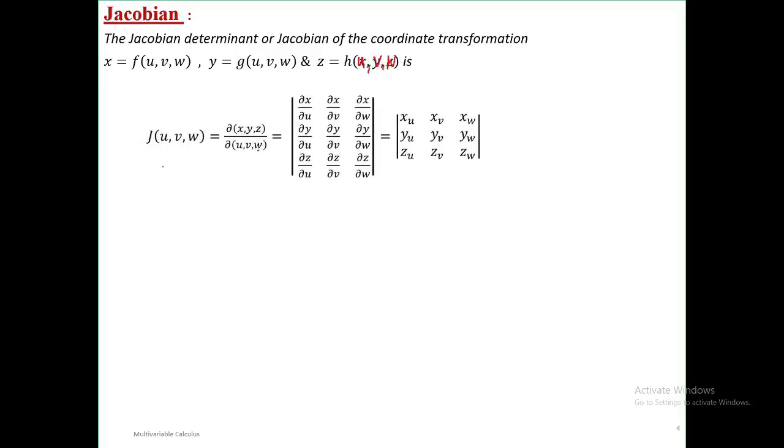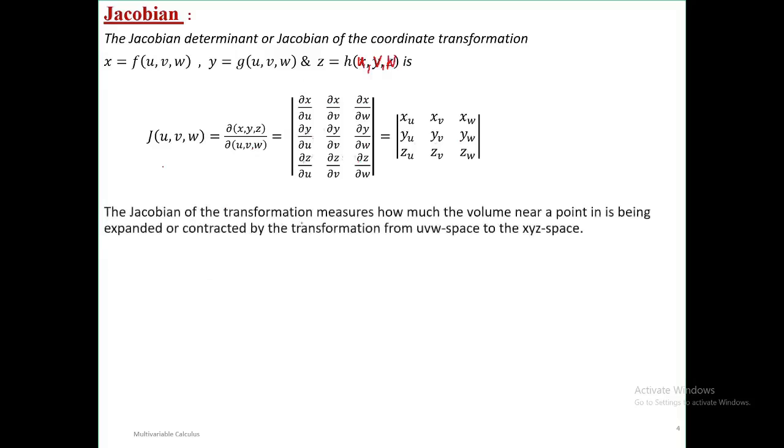Okay. So now the same thing again. The first row is for x: dou x by dou u, dou x by dou v, dou x by dou w. The second row is for the second variable y: dou y by dou u, dou y by dou v, dou y by dou w. Next, the third row is for z. Again it is a determinant, a 3 by 3 matrix determinant.